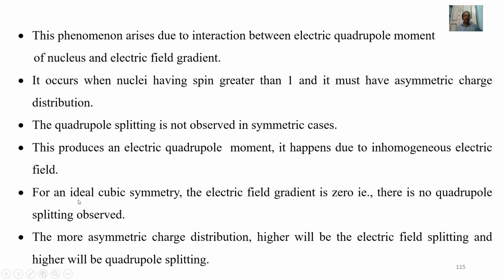It happens due to an inhomogeneous electric field. For an ideal cubic symmetry, the electric field gradient is 0. That is, there is no quadrupole splitting observed. The more asymmetric the charge distribution, the higher the electric field splitting and the higher the quadrupole splitting.